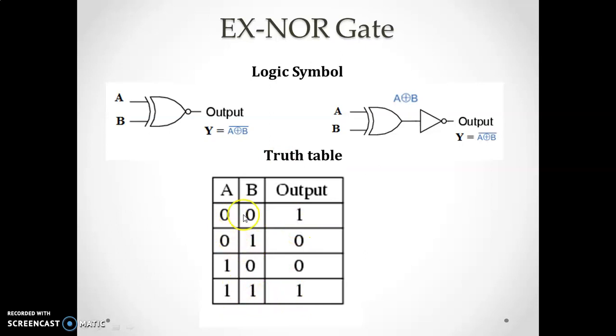When the logic states A and B assume the same state, the output will be high. When they assume different states, so when A is the same as B, the output will be high, else it will be equal to 0, it will be low.